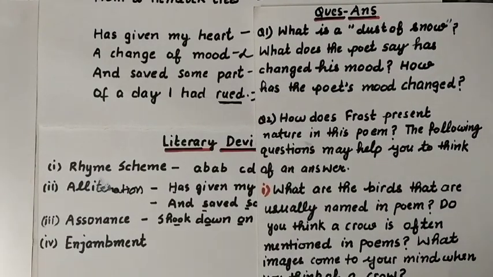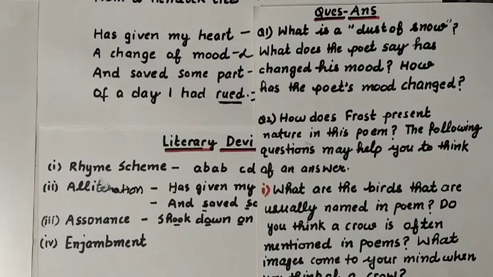So, question number 1 says, what is a dust of snow? What does the poet say has changed his mood? How has the poet's mood changed? So 3 questions, 3 in one kind of a question. We'll be taking it one by one.